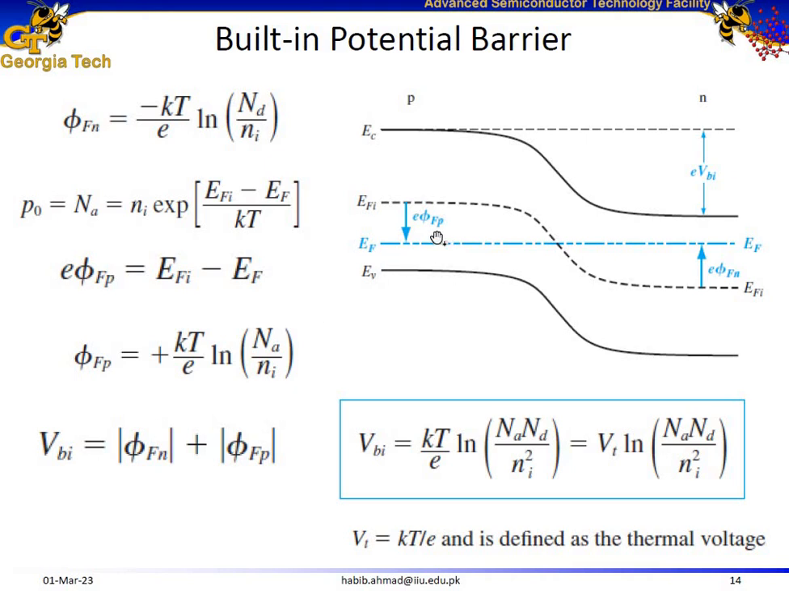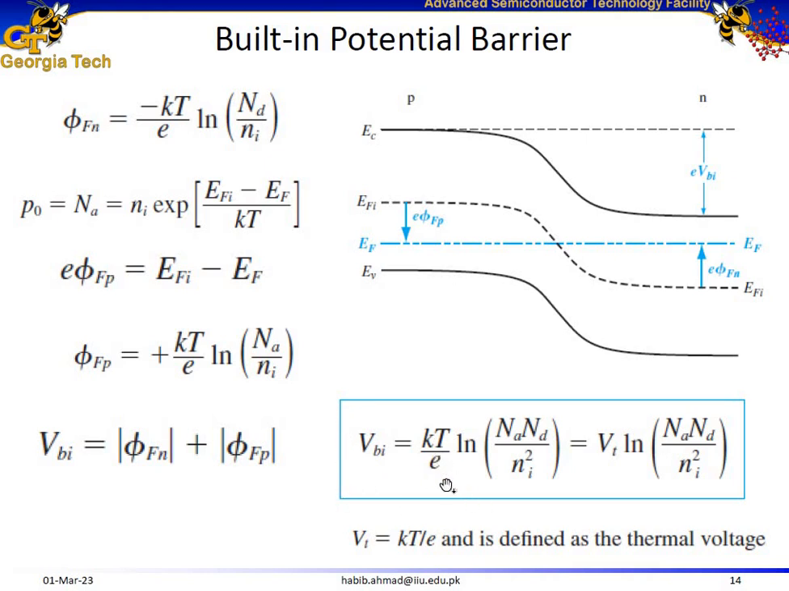And Vbi, as I already told you, is the addition of the magnitudes of phi Fp plus phi Fn. Vbi is equal to phi Fp plus phi Fn. And then insert the values of phi Fn and phi Fp in this equation. Here is the final form for Vbi.